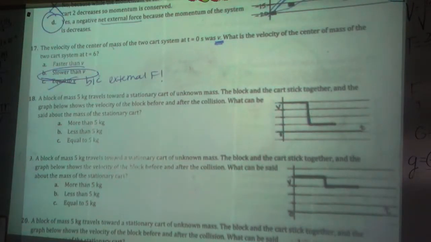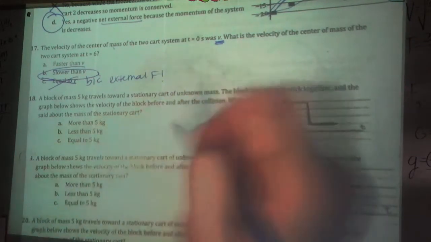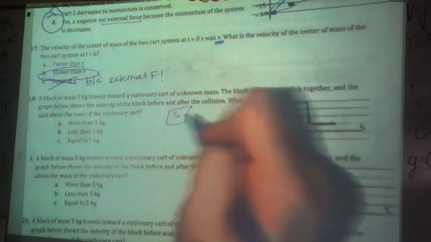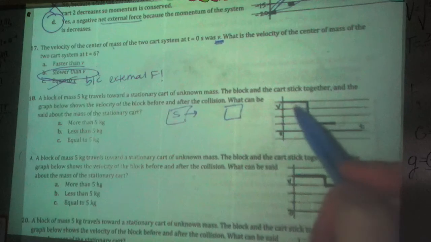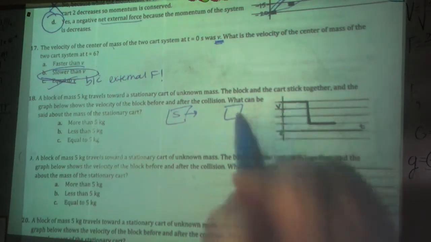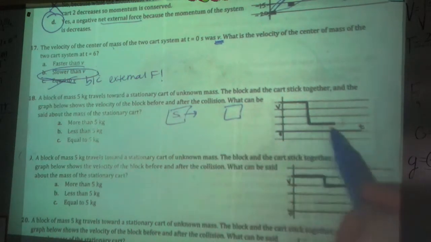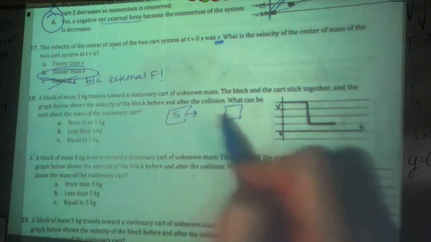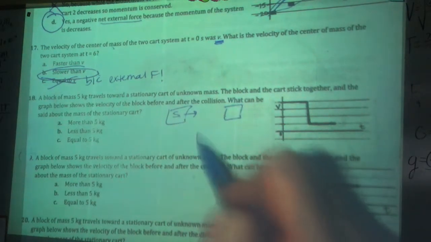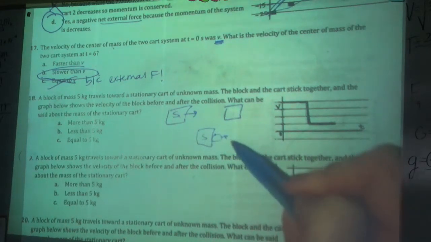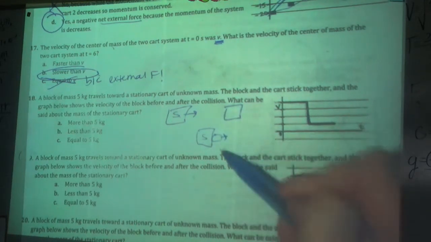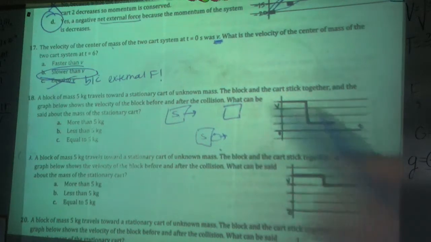Block of mass 5, it travels towards a stationary cart of unknown mass. The cart and the block stick together, and this shows the velocity of the block, both before and after. So no matter what's happening, when it hits a second mass, it's going to slow down, right? When these guys hit together, it's going to go a little bit slower than what it was. Now, how much slower it gets depends on how big the mass is.